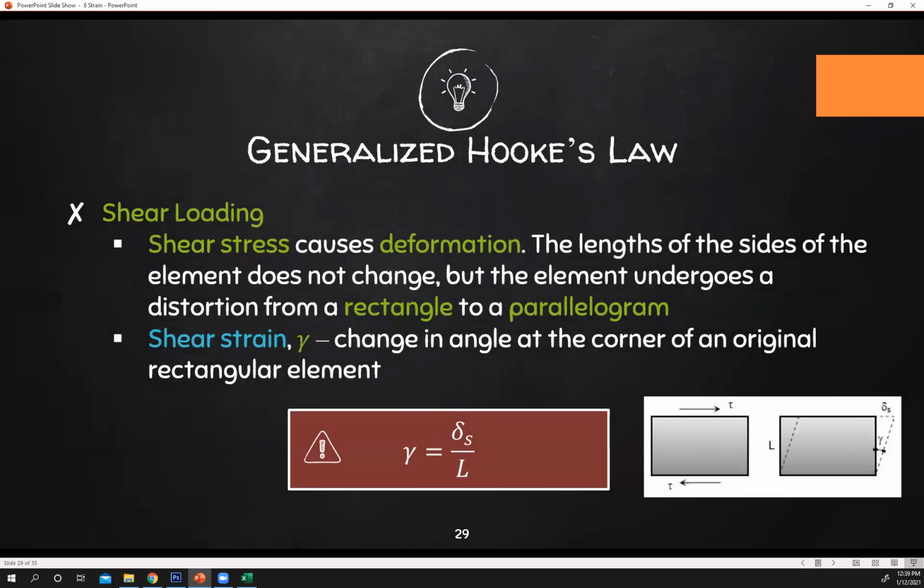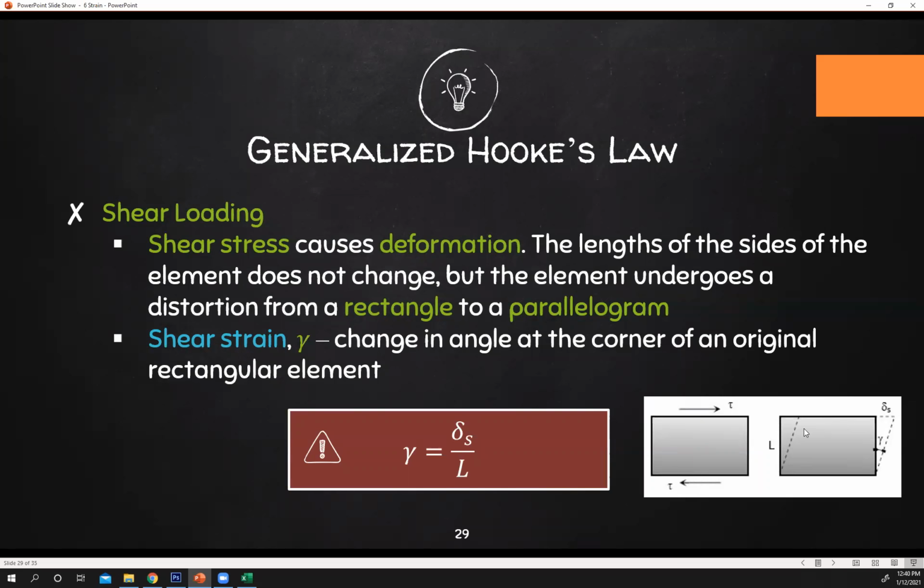The last topic for generalized Hooke's law is shear loading. So for the previous topics, we've discussed normal loading. Now it's shear loading. So shear stress causes deformation, much like how normal stress causes elongation or contraction. The lengths of the sides of the element do not change, but the element undergoes a distortion from a rectangle to a parallelogram. Therefore, your shear strain, denoted by gamma, is the change in angle at the corner of an original rectangular element.